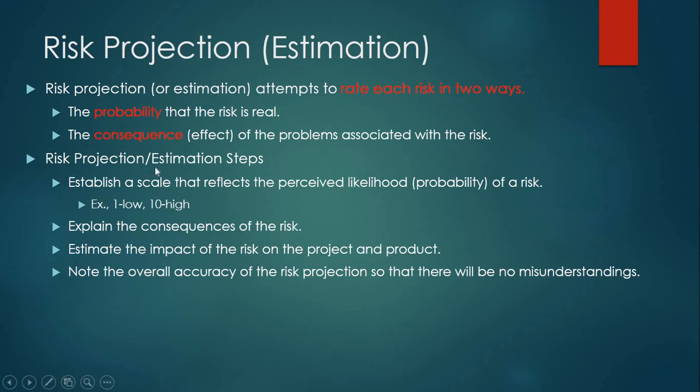Risk projection or estimation steps are: first, establish a scale that reflects the perceived likelihood of a risk. For example, 1 low to 10 high, meaning we can set a scale to show whether it is high risk or low risk. Explain the consequences of the risk. Estimate the impact of the risk on the project and product. Note the overall accuracy of the risk projection so that there is no misunderstanding.